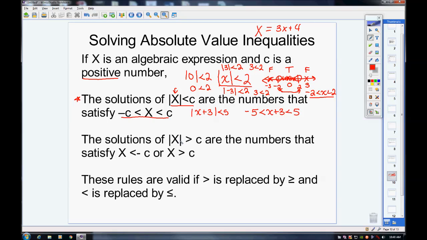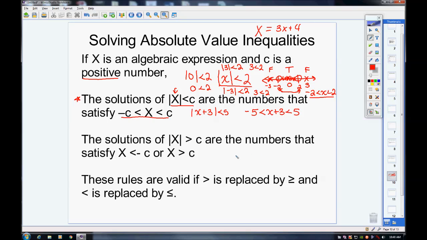This one's different because it's the absolute value of x is greater than c. Last time we did less than, now we're doing greater than. So this isn't jammed together like this one was jammed together. This one has an or statement, and so this one looks a little different. So let's look at what that looks like on the number line.